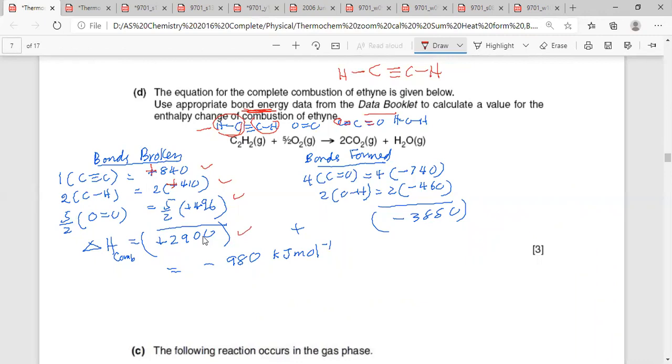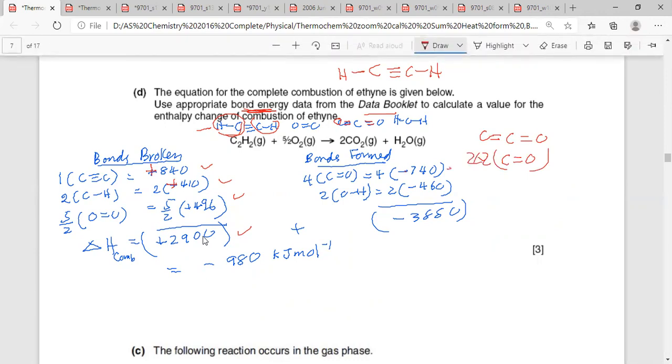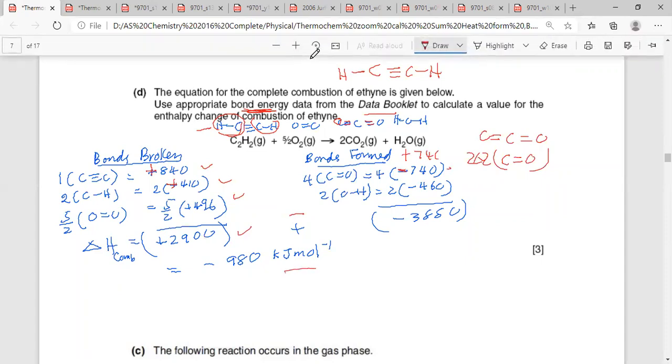Bonds formed. 4 carbon dioxide, for 1 molecule is 2 of them. So it's 2 moles, times 2, so 4 of them. Minus. I put minus here. You can put plus here if you want plus 740, that means here must be minus. When you add them up, just put a minus sign here. It's up to you, because I think bonds formed is negative. So here's this plus this. Same thing here, you get the answer here. 3 marks. Easy, isn't it?